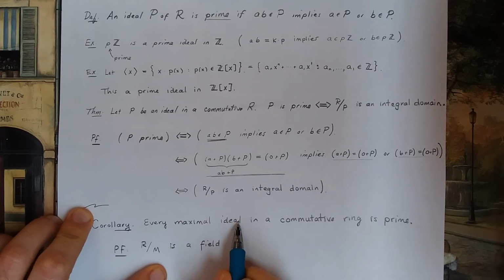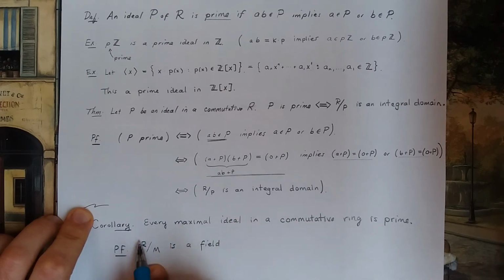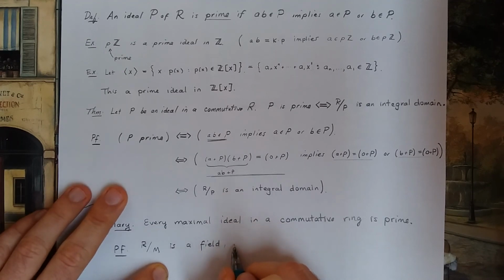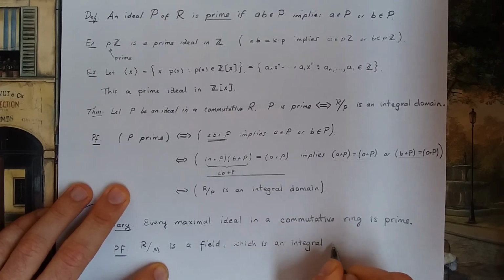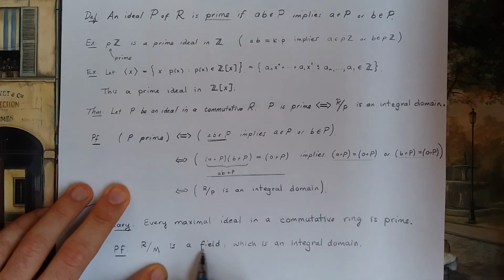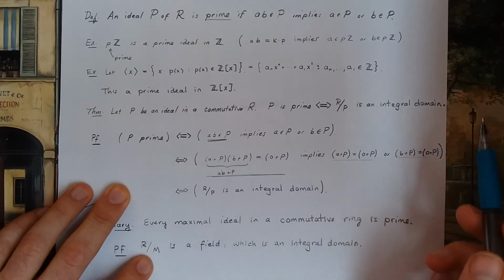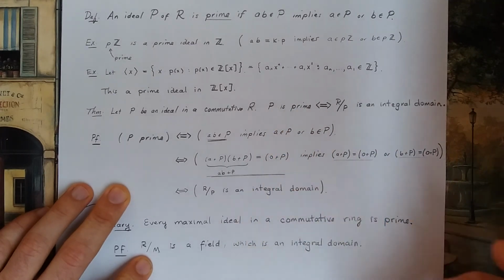So if I have a maximal ideal M, our last video proved that the factor ring is a field, and a field, that's an integral domain. So fields are subsets of integral domains. If the factor ring is an integral domain, then my ideal is prime. Okay, wonderful.